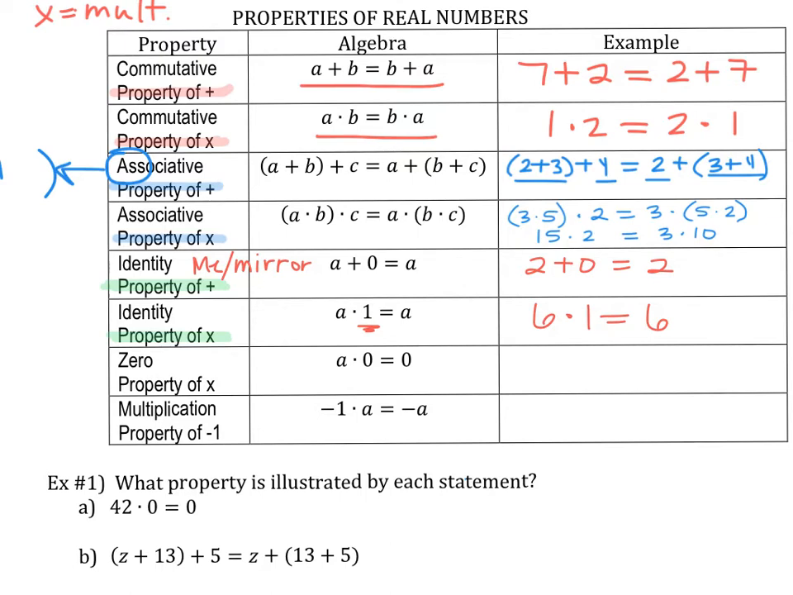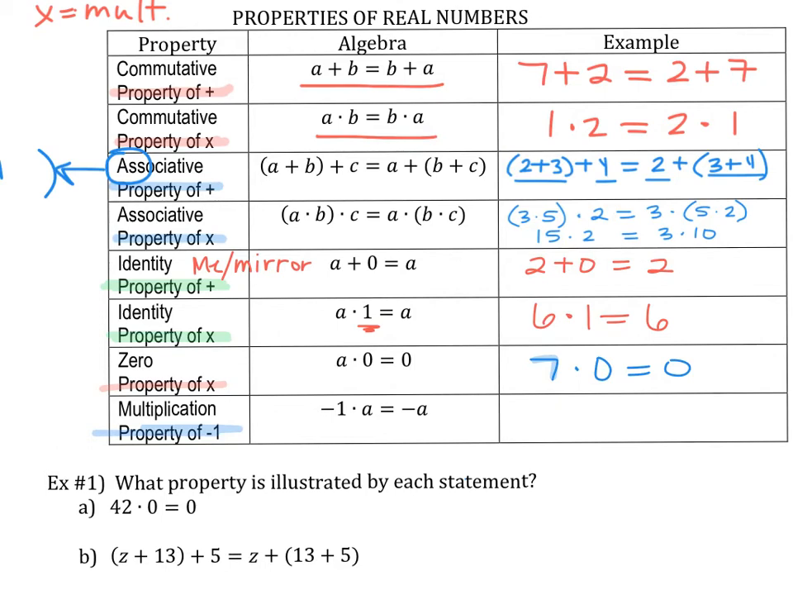And then these last two are just unique ones by themselves. There's not a property of addition and multiplication. So the first one is the 0 property of multiplication. And that's the one we just said. If you multiply something by 0, you will always get 0. So if I take the number 7 and I multiply it by 0, I'm going to get 0 back. If I take 1 million and I multiply it by 0, I get 0. And then the last one is the multiplication property of -1. And that just says if you multiply something by -1, you get the opposite of whatever you had.